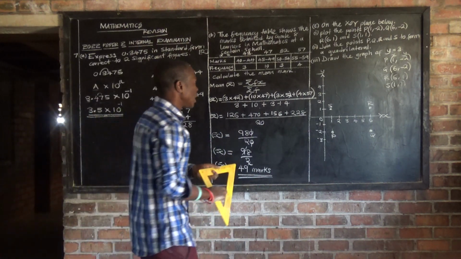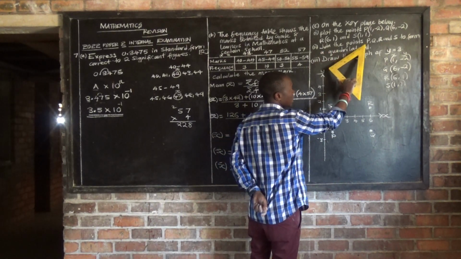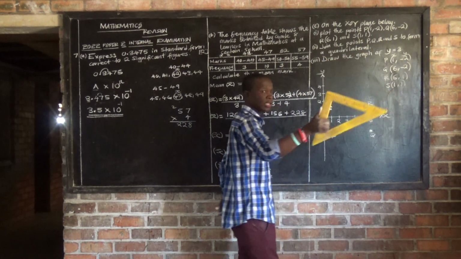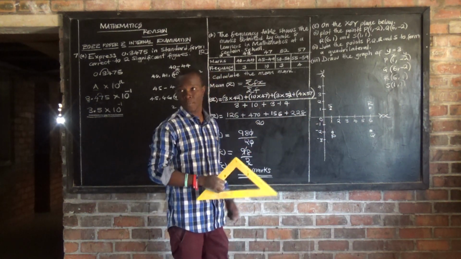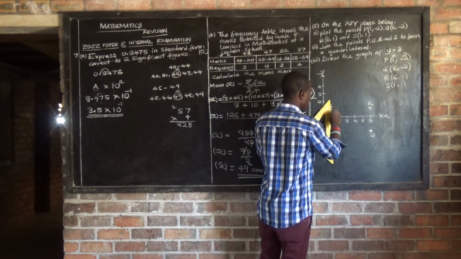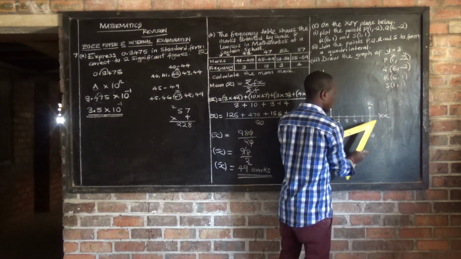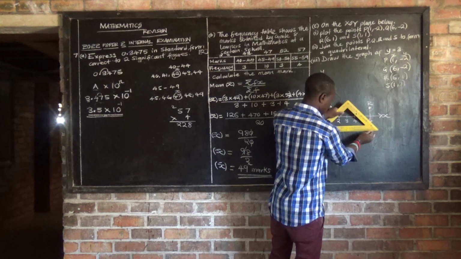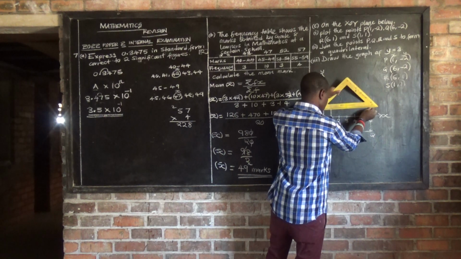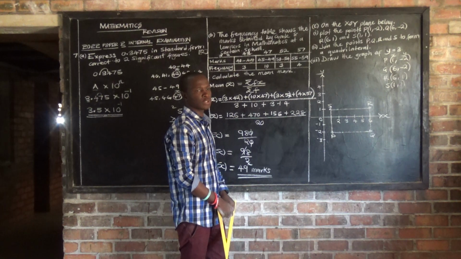Now, the other question is saying join the points P, Q, R, and S to form a quadrilateral. You know a quadrilateral? A quadrilateral is a four-sided polygon. So they want us to join the points. So let's join P to S, then R to Q. Then P to Q, join with the ruler nicely. Then R to S like this. We are done. We've joined.